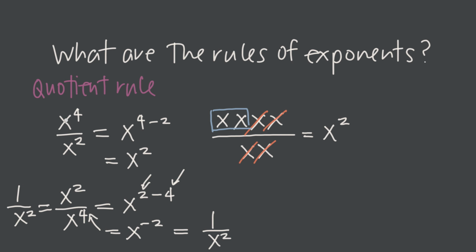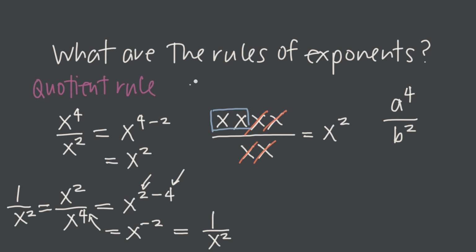Okay, so what if our bases are different? All these examples are where the bases are the same. If we have different bases, for example, a to the 4th over b squared, we can't simplify this because our bases are different, so we're not able to apply the quotient rule.